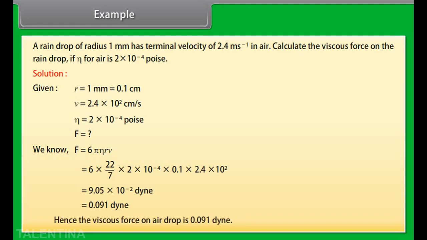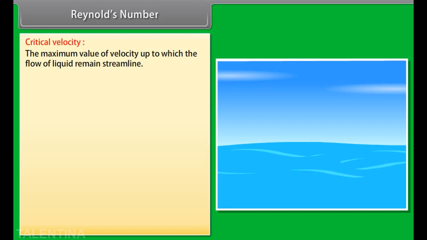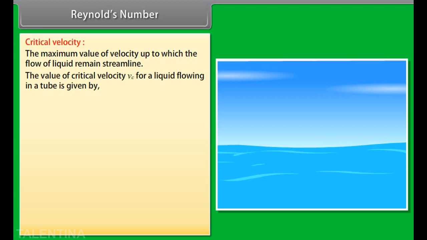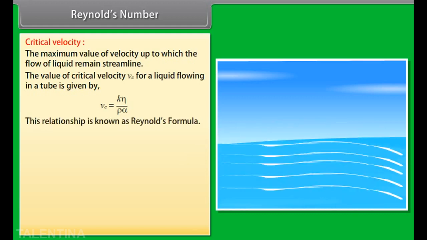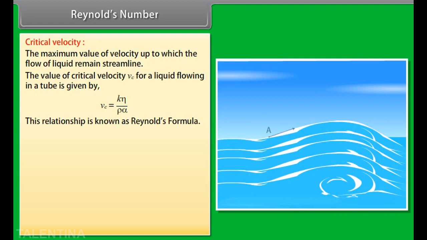0.091 dyne. Reynolds number. Critical velocity is the maximum value of velocity up to which the flow of a liquid remains streamlined. The value of critical velocity vc for a liquid flowing in a tube is equal to K into eta upon rho into alpha. This relationship is known as Reynolds' formula.